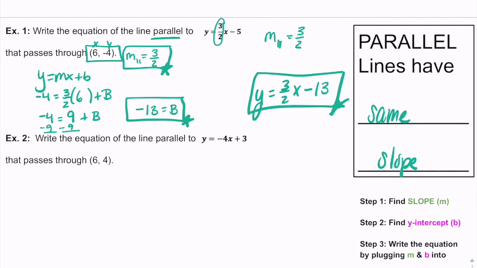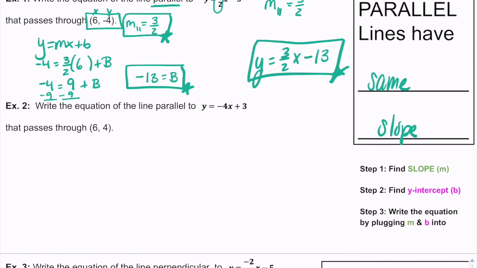Okay? If you think you understand, you can pause the video and work example 2 by yourself, and if not, here we go. Okay, so this time my slope in this equation is -4. I need the slope of the line that's parallel to that. Parallel lines have the same slope, so the slope that I need is -4.